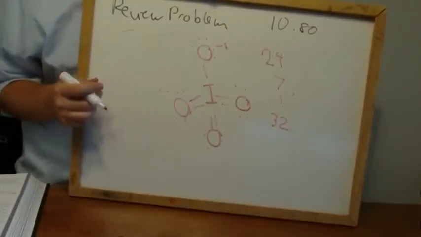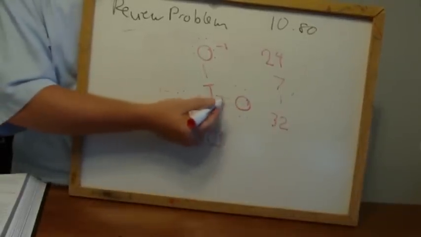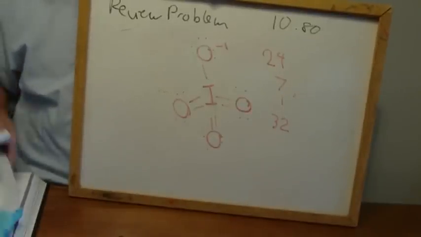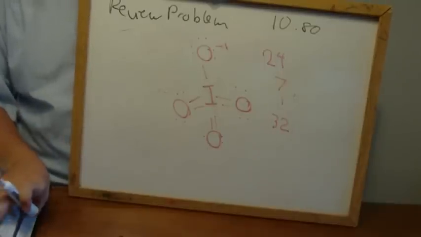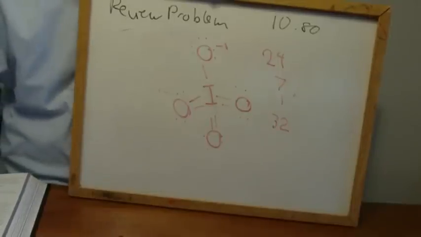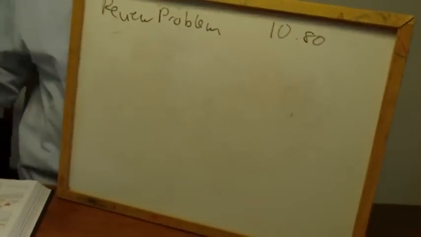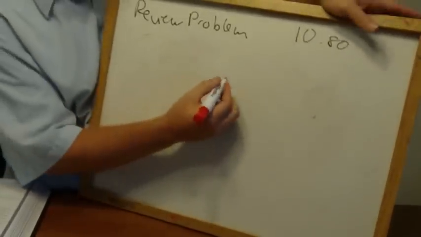And then the question is, what's the shape of the molecule? Well, there are four regions of electron density: 1, 2, 3, 4, no lone pairs. So that's going to be tetrahedral. So that's 1080A, tetrahedral. Okay, 1080B. All right, so 1080B. Let's see where we are. IF4 minus. So we have I.